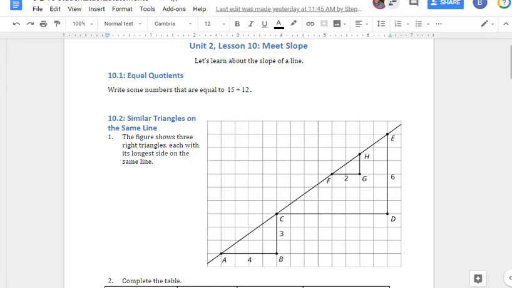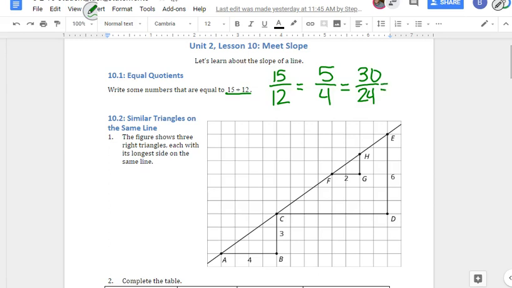Okay, guys, so you should have a notes packet for lesson 10. So the first thing that we talk about is what are some numbers that are equal to 15 divided by 12? That can also be written as 15 over 12 like this. So if we think about that, if this fraction can simplify, and it can, to 5 over 4, those would be equivalent. Or another example might be 30 over 24 would be equal because they simplify to the same amount.